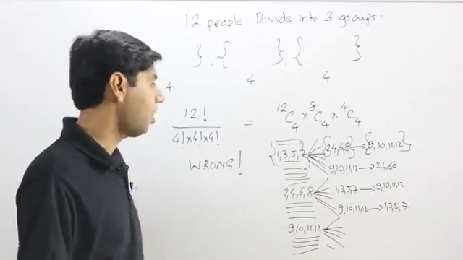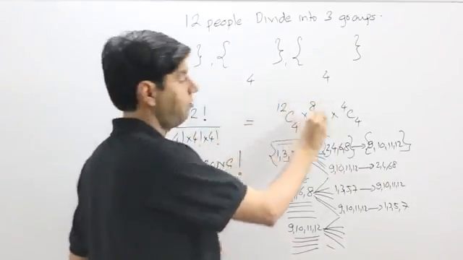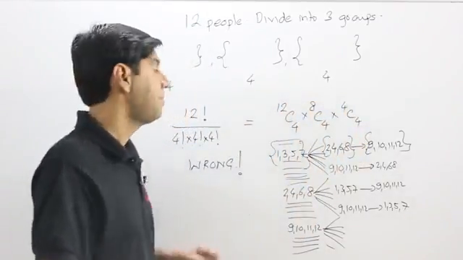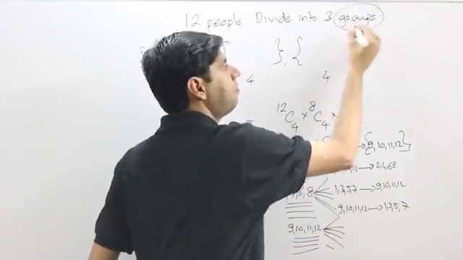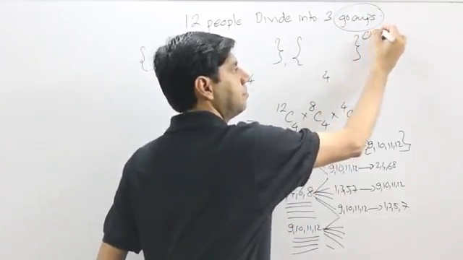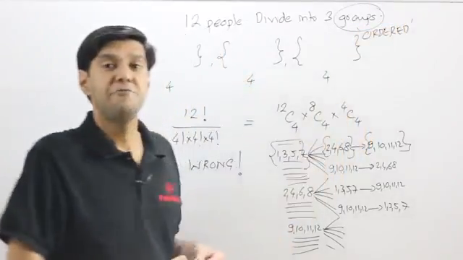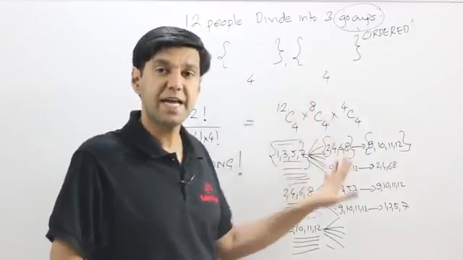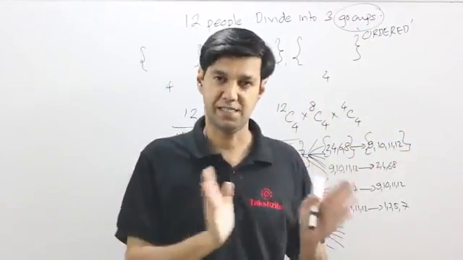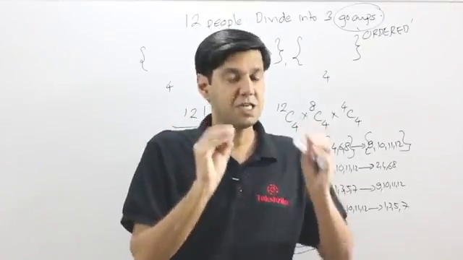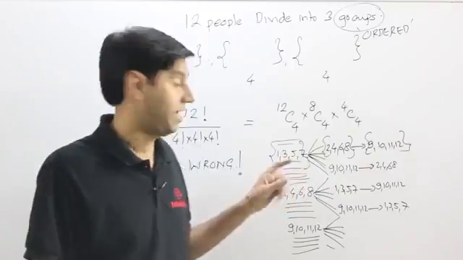What have we done? When we have done this 12C4 into 8C4 into 4C4 way, we have ordered the groups. As in, what do I mean by ordered? We have said there's a first group, there's a second group, and there's a third group. We have made the groups distinct. We have either given them a position, a name or a designation, and made the groups distinct.